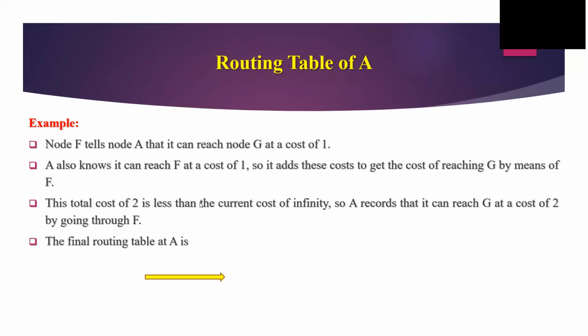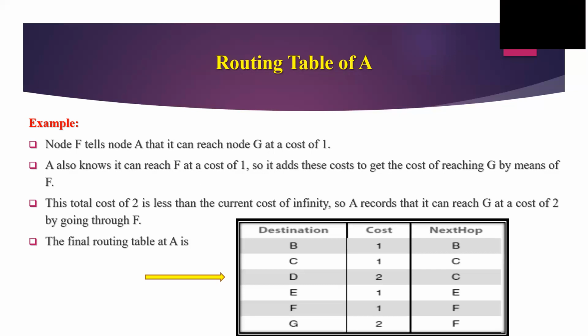So now the final routing table of A is: A to B directly connected, so the cost is 1. A to C directly connected, the cost is 1. A to D indirectly connected via C, the cost is 2. A to E directly connected, so the cost is 1. A to F directly connected, the cost is 1. A to G is indirectly connected, but via F you can reach G. So A to F, the cost is 1. F to G also the cost is 1. So 1 plus 1, the total cost is 2. Likewise, you have to fill the whole table.